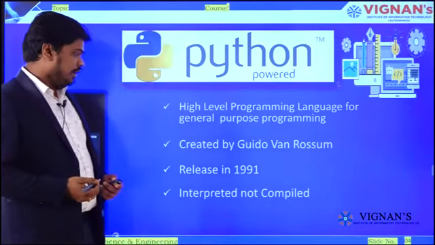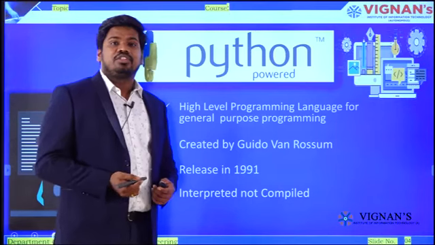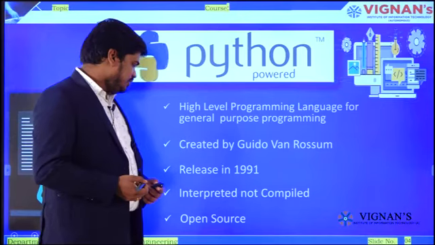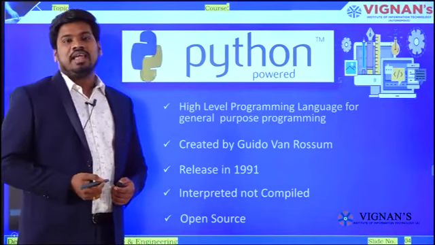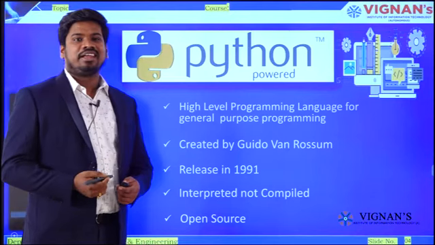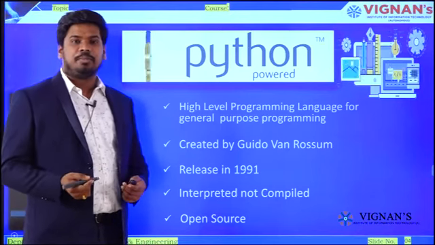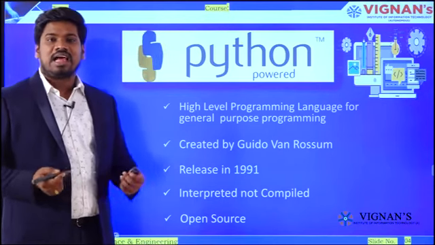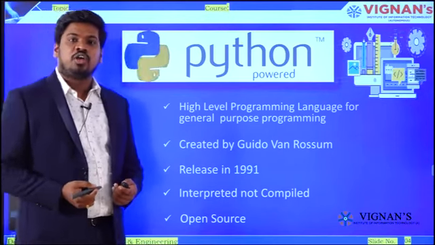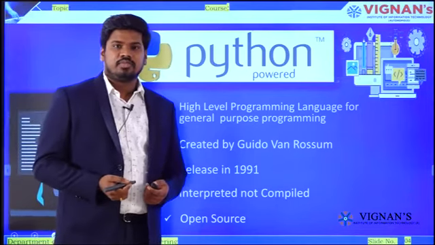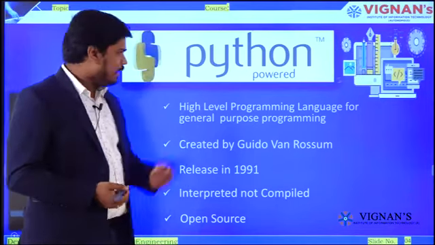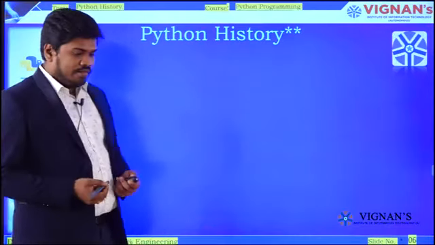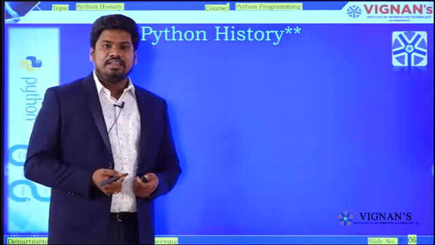Next, it is an interpreted language, not a compiled language. That is the beauty. And next, it is open source. That means anyone can use the software without any hurdles or problems, because the source code and bytecode of the Python interpreter are available at www.python.org. Remember these points. Coming to the next one, we will look at the Python history in detail.